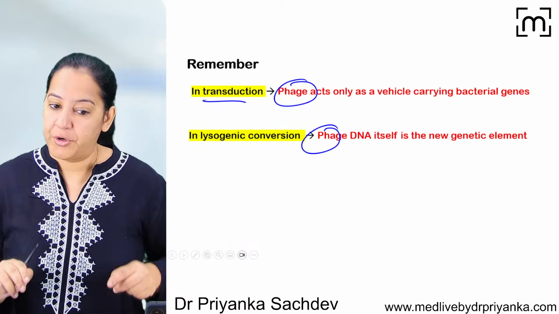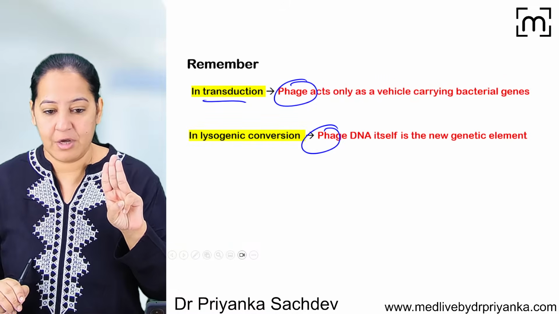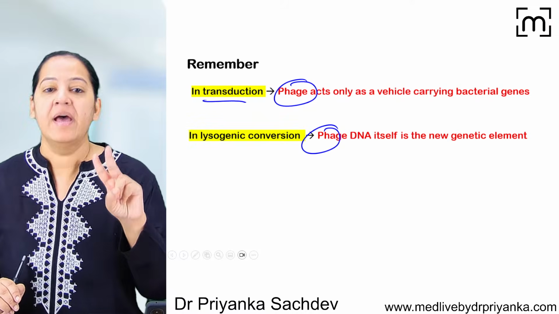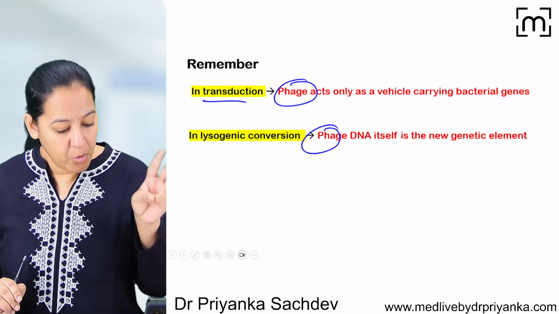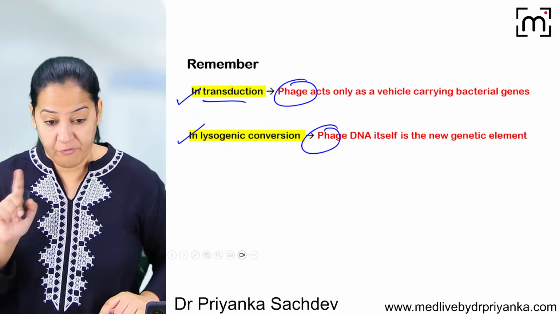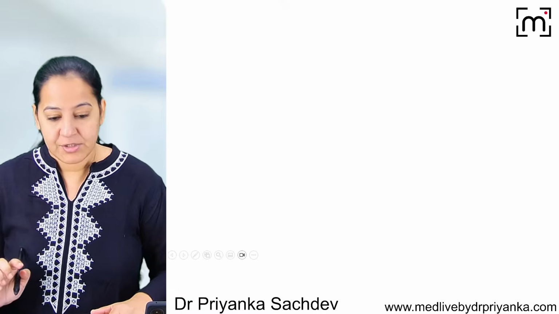So till now, I taught you three methods. What are the three methods? The first is transformation, the second is transduction, and the third is lysogenic conversion. Most of the students have confusion between transduction and lysogenic conversion. Let's revise. And the fourth one is still there, conjugation. So let's revise the first three, and on the same page, I will draw the fourth.